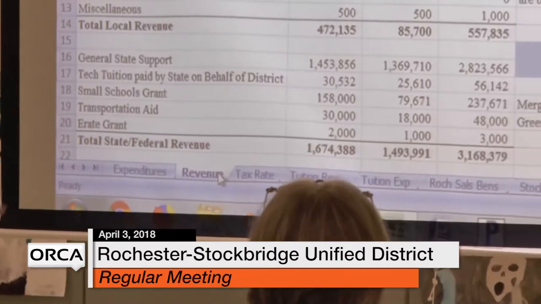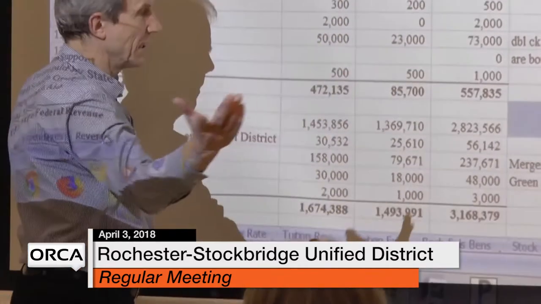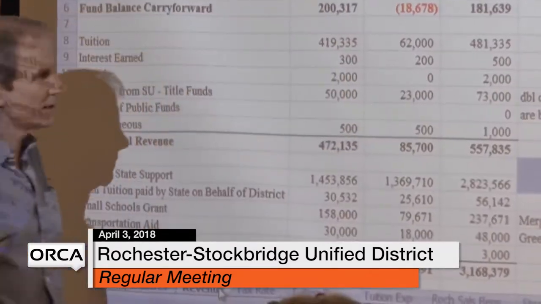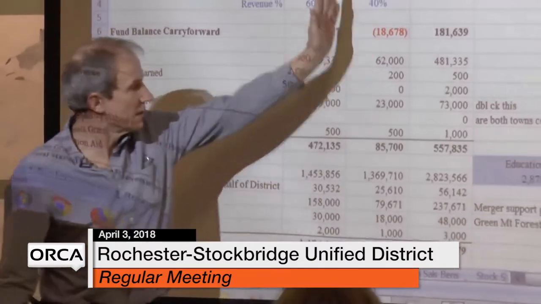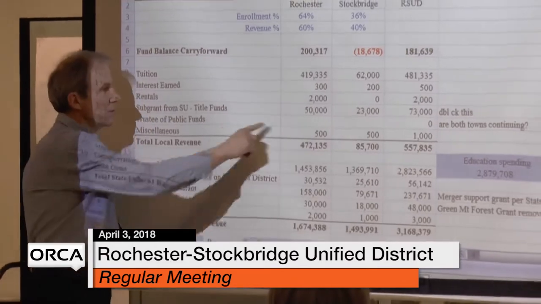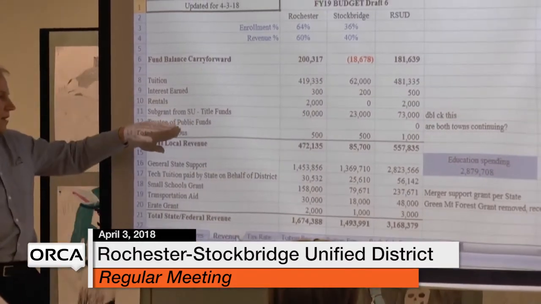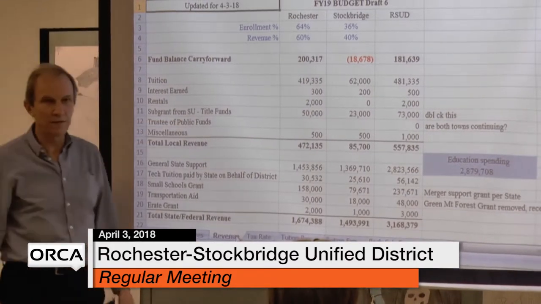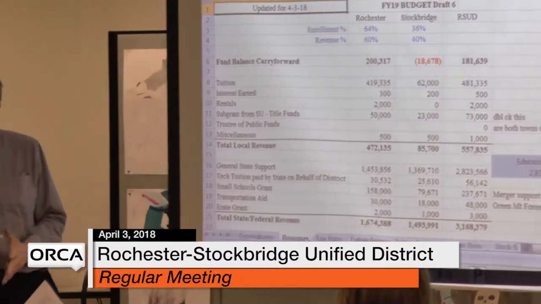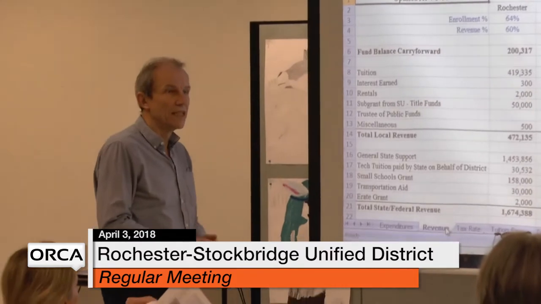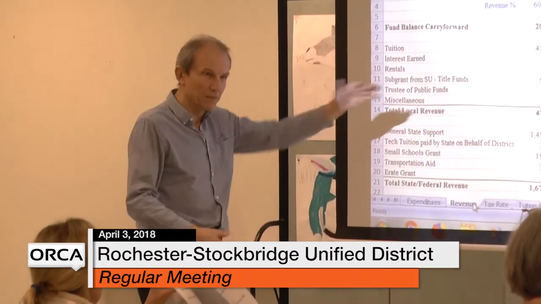So bottom line, these are the numbers, and they're on the second to last page of the handout. You'll see the different revenues by each town. This year, we have not included any revenue from the trustee of public funds. In prior years, for several years, there's been something like $60,000 in each town. If we know about that money, we can put it in here and it will reduce the taxes. But we've heard nothing about that so far, so we have not put it in there.